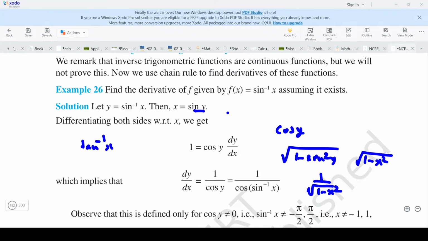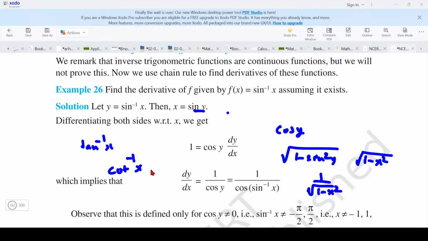Very good, excellent. Now cot inverse. Do it for cot inverse. Sir, won't it be 1 plus x square itself? No, you will get a negative sign, like a negative reciprocal. Is it minus 1 by 1 plus x square? Very good. Minus 1 by 1 plus x square, right?